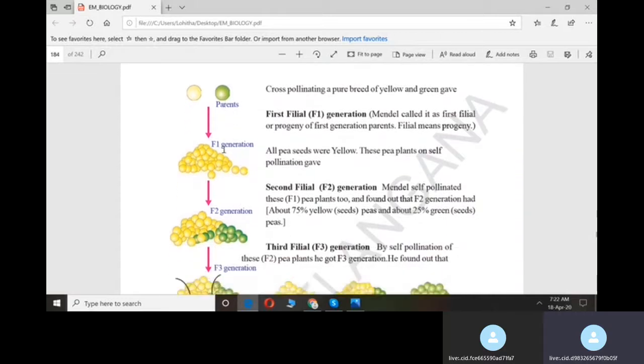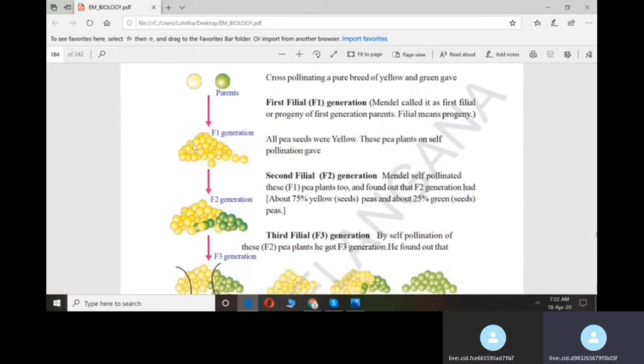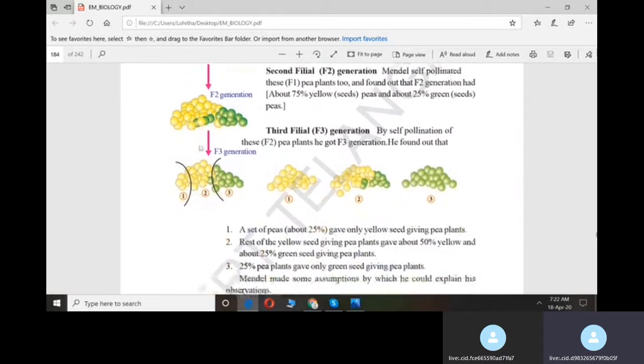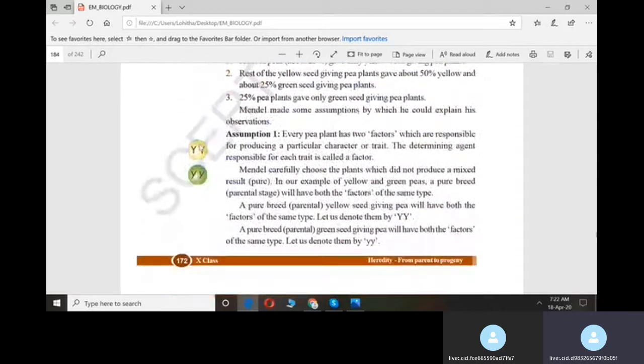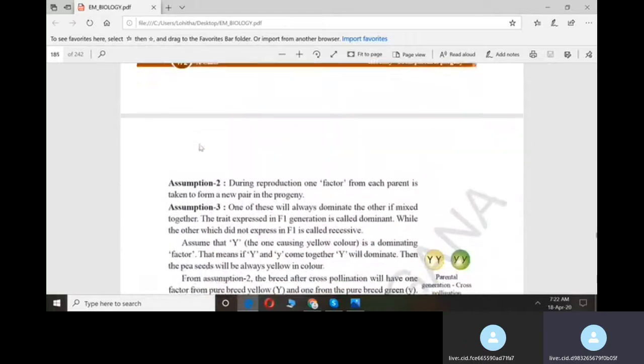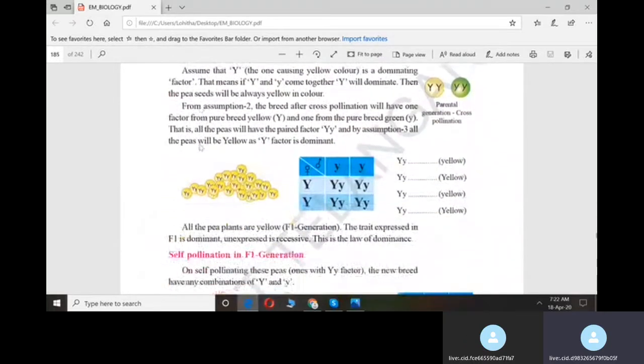Now we'll move to the table, then you can understand very clearly. This is what he has taken, the first F1 generation. This is yellow in color, and this is green in color. What he got is all yellow in color.